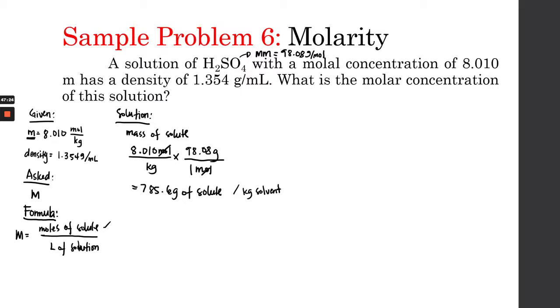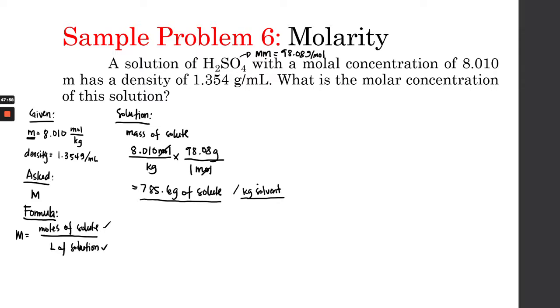But before we do that, the next thing that we need is this one right here, which is the liters of our solution. As you can see, we do not have the liters of our solution, but we have the molar concentration. We have the kilogram of our solvent and the mass of our solute. Mass of our solvent plus mass of our solute is equal to the mass of solution. So we have to add these two.